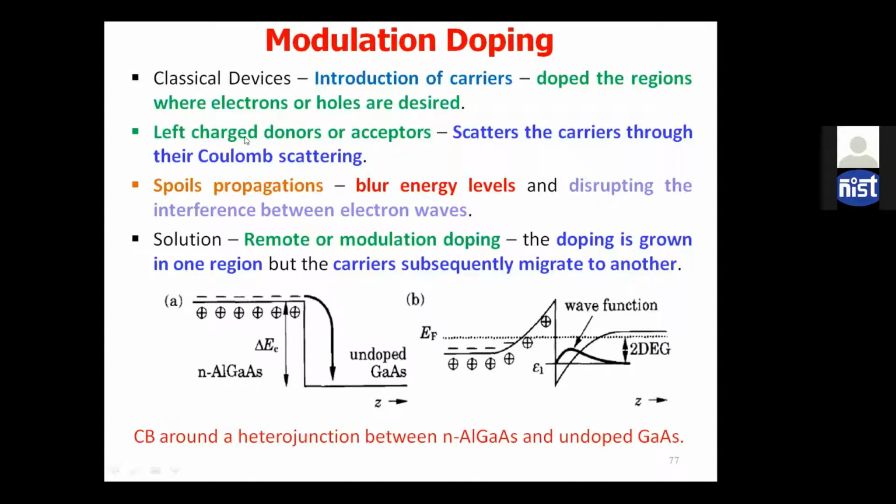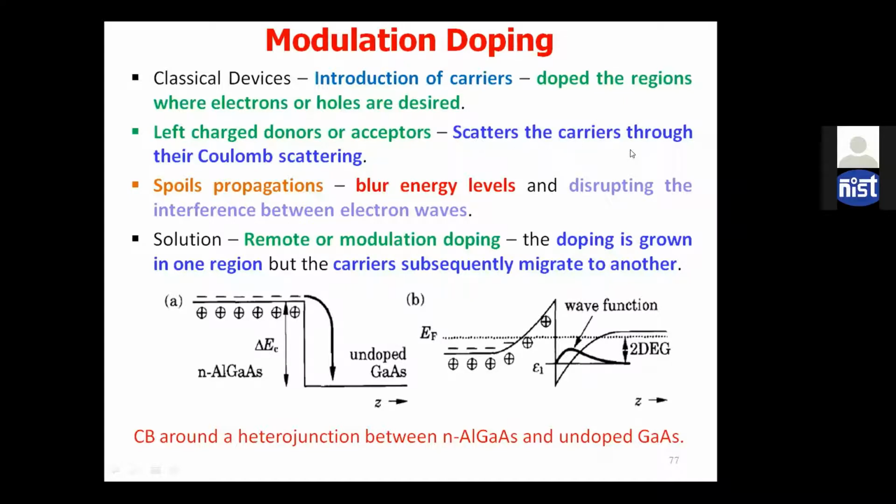When you dope, that gives you the donor or acceptor, and the donor gives an electron and becomes a positive ion. So it becomes a charged donor or charged acceptor. That means in the same region, there are charged donors as well as electrons. The donor is positive, the electron is negative, so they have Coulomb interaction. Due to this Coulomb interaction, they can reduce the transport property or mobility.